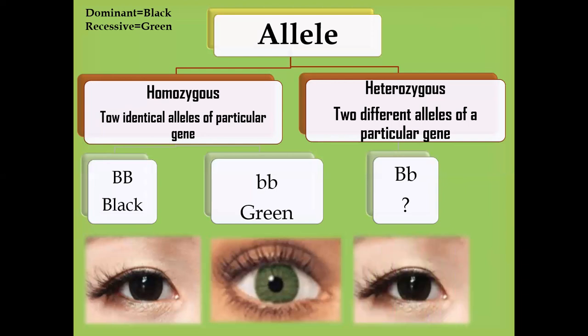Yes, your answer is correct. This is the black color. Why? Because the dominant allele is present. So if there is a dominant allele, the heterozygous will always go with the dominant allelic relationship. But first we need to check what kind of allelic relationship it is. So here we are taking an example from a dominant and recessive allele.